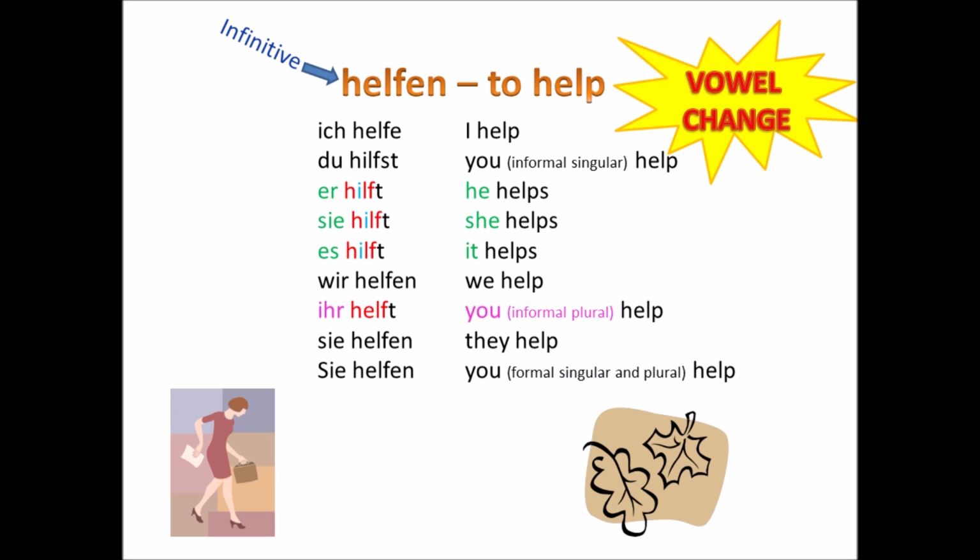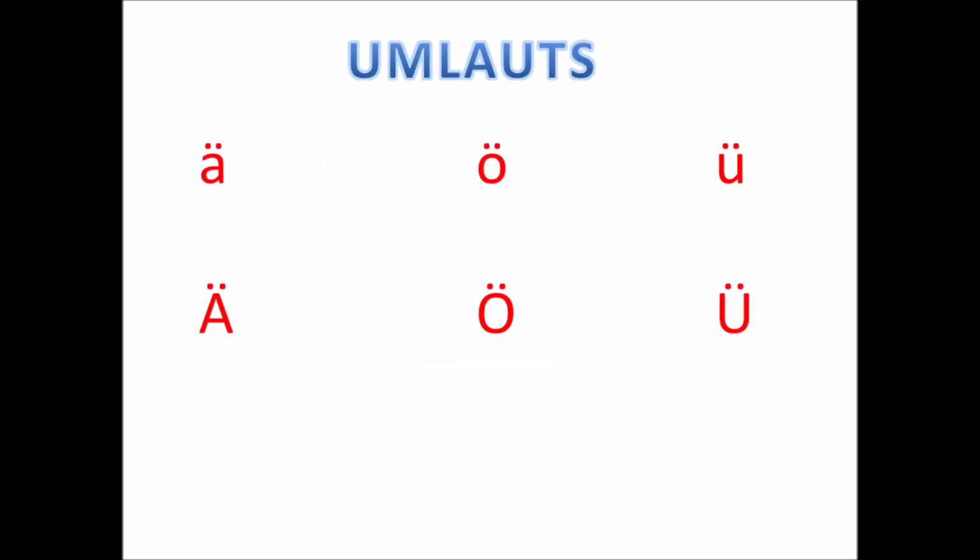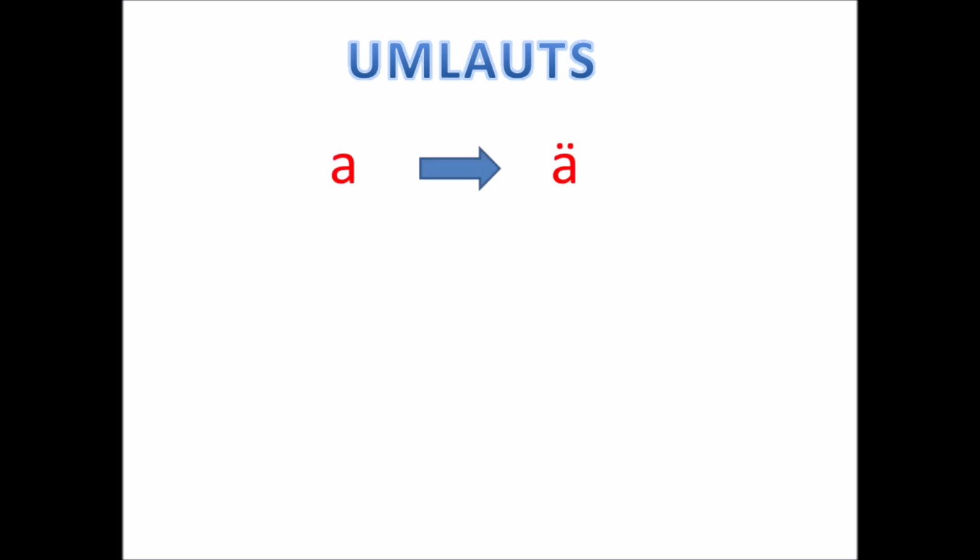Fortunately, there's even a pattern to the exceptions, and you will find that various vowels each tend to stick to one or two other vowels that they turn into. For instance, E generally turns into I or IE, and A into A umlaut. An umlaut is the two little dots that can appear in German above any of three vowels and makes them sound different. With an umlaut, A becomes Ä, O becomes Ö, and U becomes Ü.